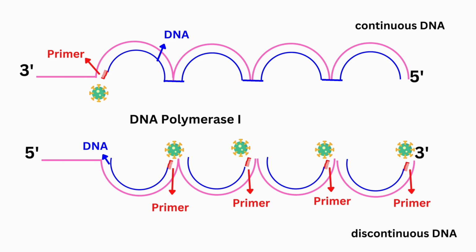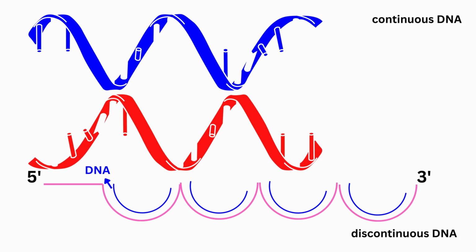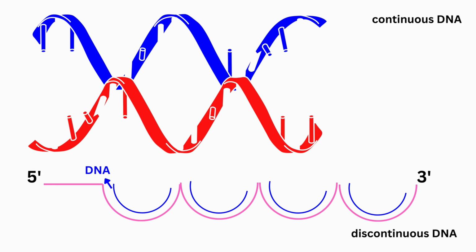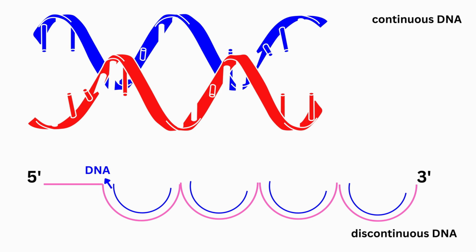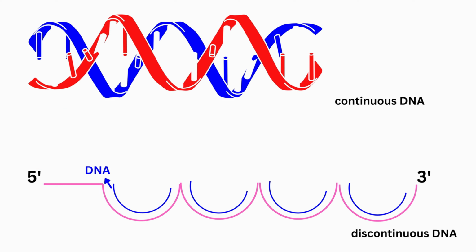Hence, we have the enzyme DNA Polymerase I, which is going to remove these primers from the replicated DNA. Once the primer is removed from the continuous strand, it is all ready and completed. But once primers are removed from the lagging strand, these Okazaki fragments are still fragmented.